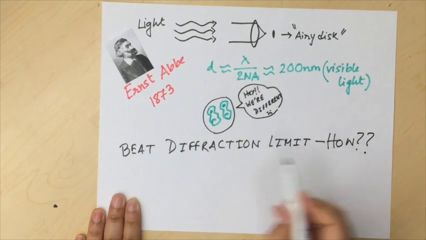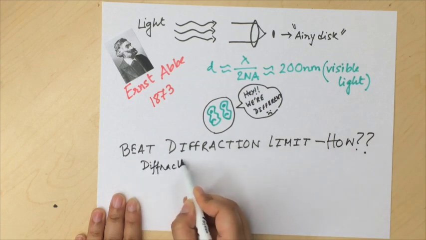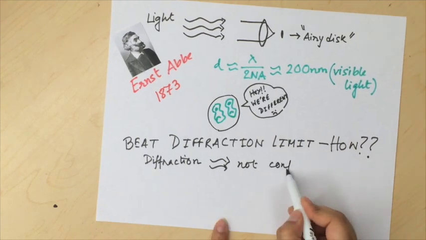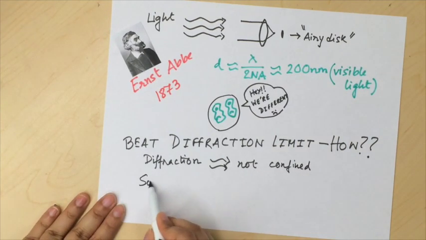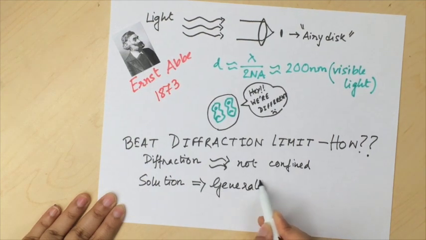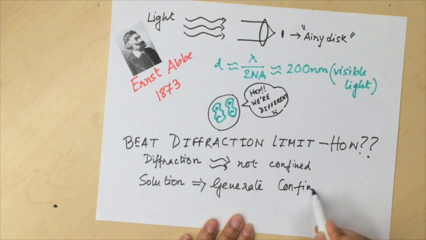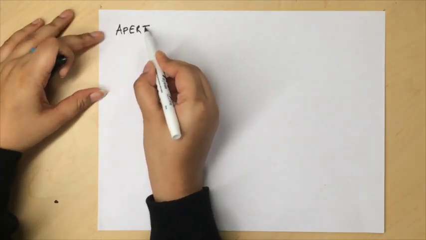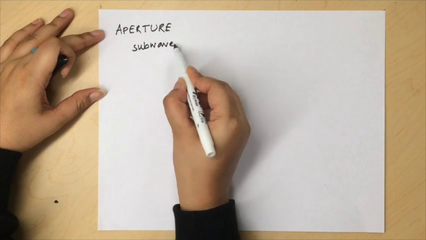But how? For diffraction, light propagates through space in an unconfined manner. So, what if we can generate confinement on its way of propagation? Can we beat the diffraction limit by that? Let's see. How do we generate confinement? Confinement is usually generated by using an aperture.